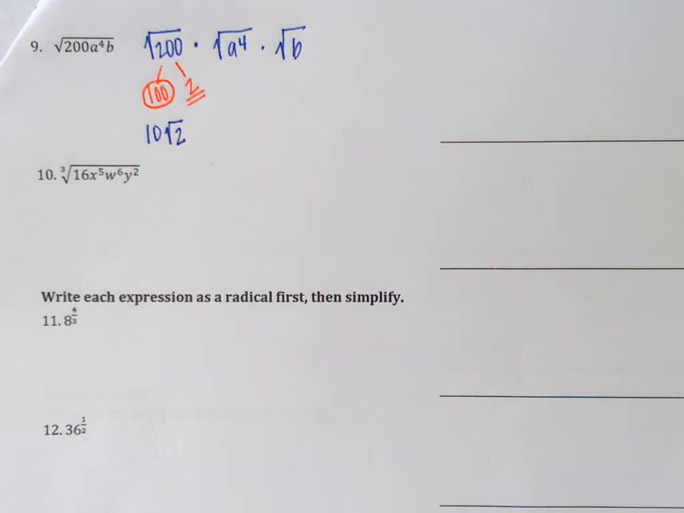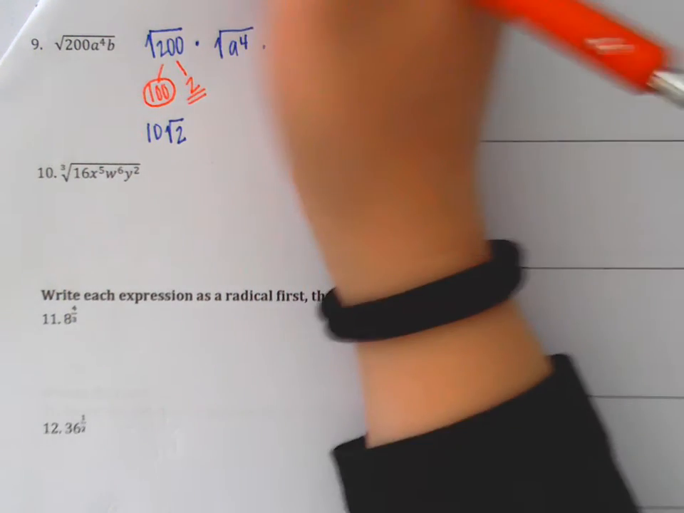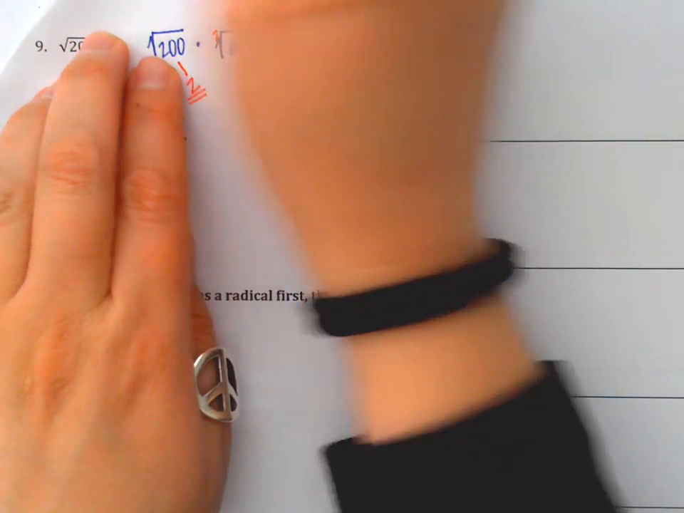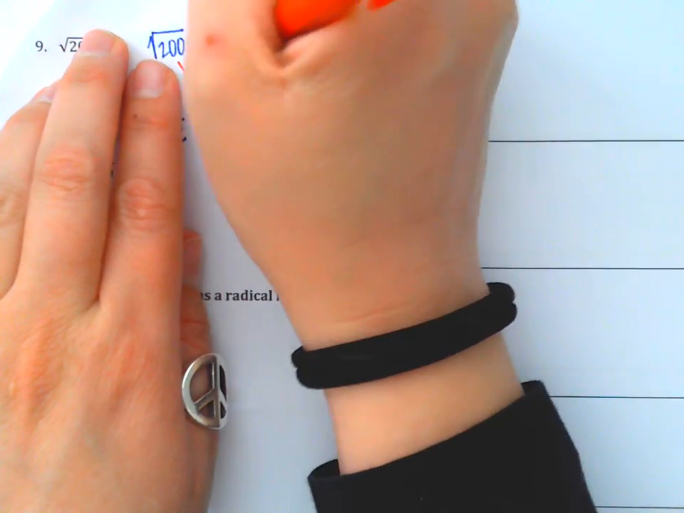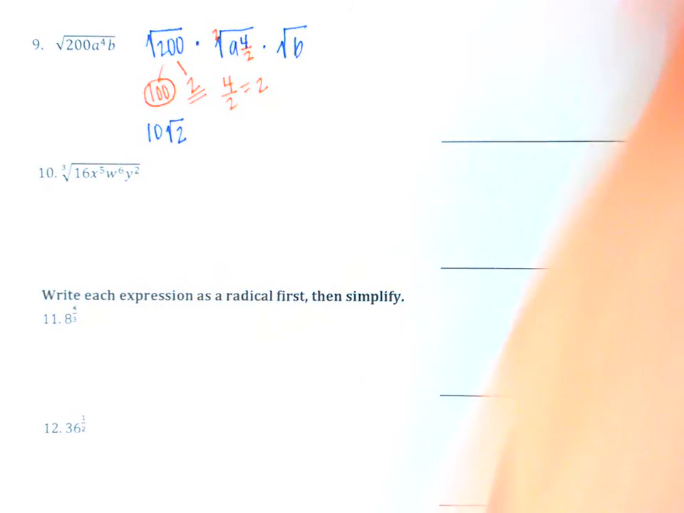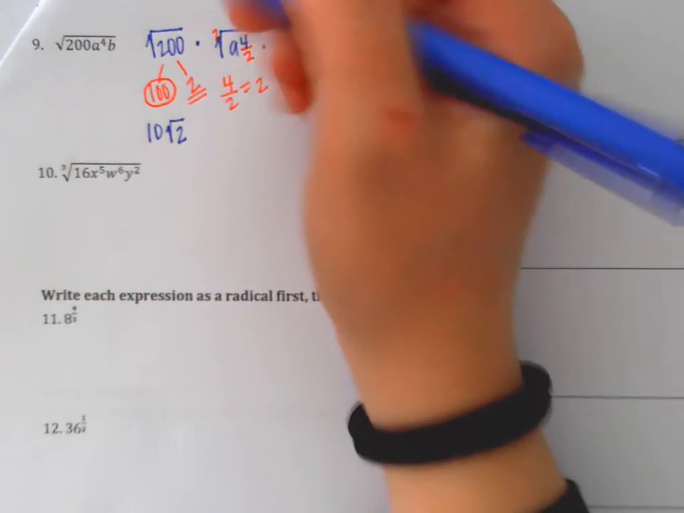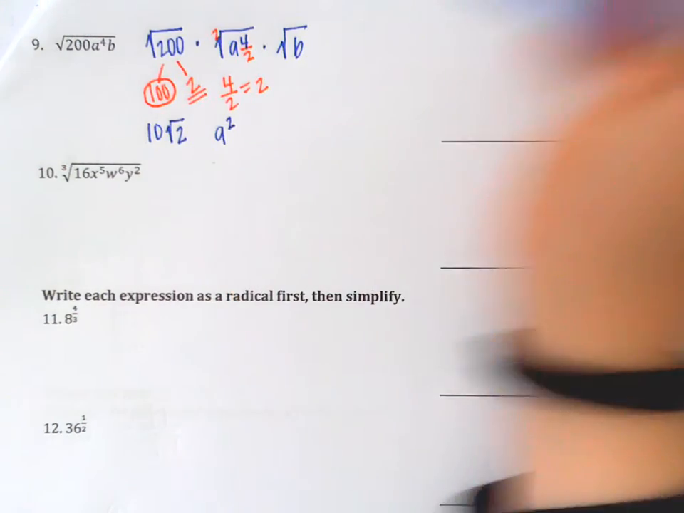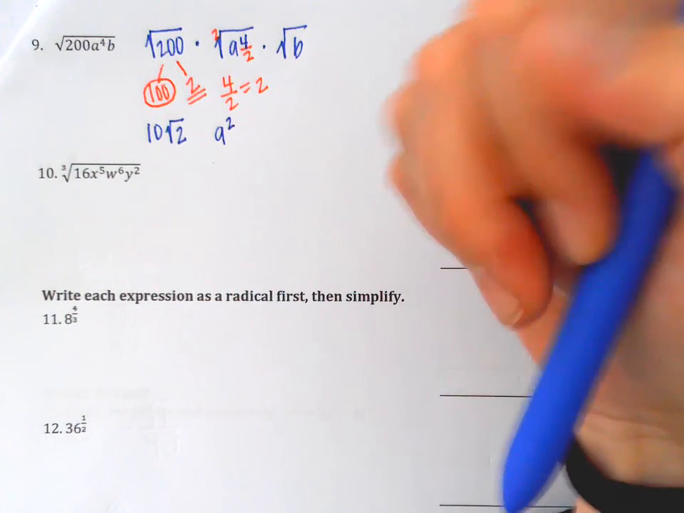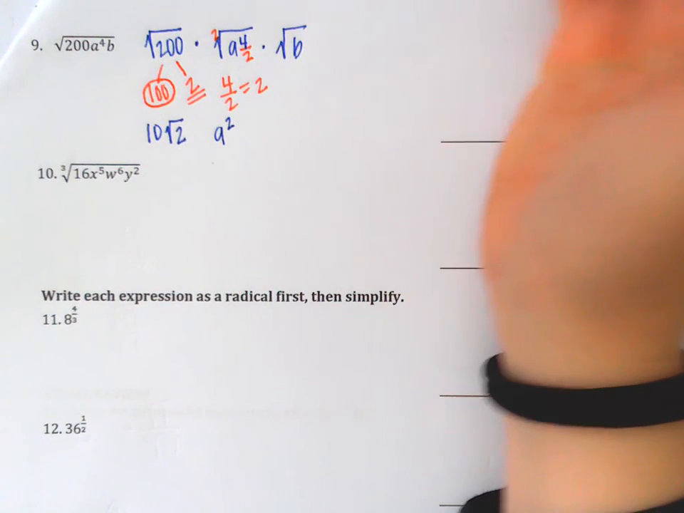Now, a to the 4th. Now, I prefer to use the division method, but if you want to write it out, you can write it out. Often I just do this mentally. What's 4 divided by 2? Well, that goes in evenly with no remainder. So that means it goes in evenly twice. So that means a squared is going to come out of the radical, and nothing is going to be left on the inside since there wasn't a remainder.